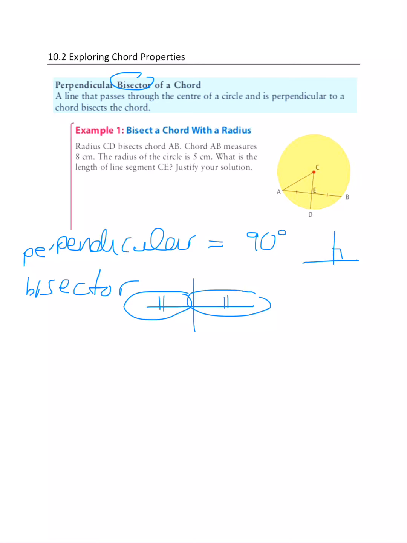Okay, and then we're going to put those words together: perpendicular bisector. So if we look at our definition here, perpendicular bisector of a chord is a line that passes through the center of the circle and is perpendicular to a chord, bisects the chord. Okay, so a perpendicular bisector is a line that cuts a chord directly in half at 90 degrees. So bisector means cut directly in half, and perpendicular means 90 degrees. And so if these two things happen, then that means it passes through the center of a circle.